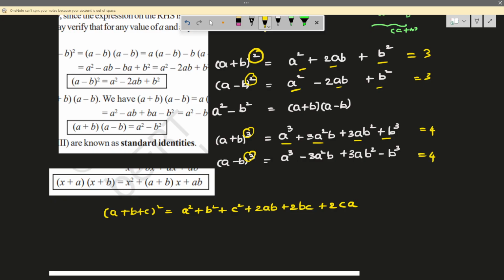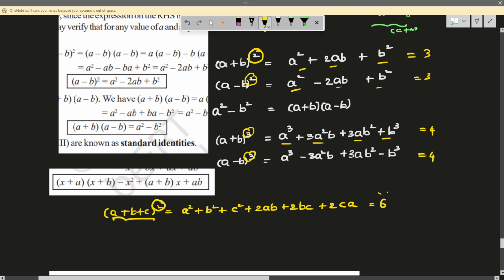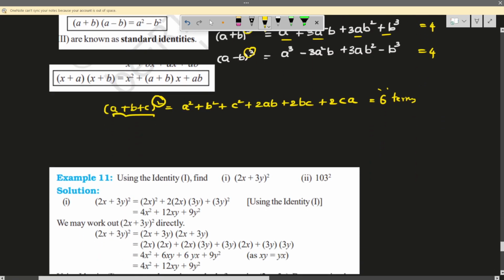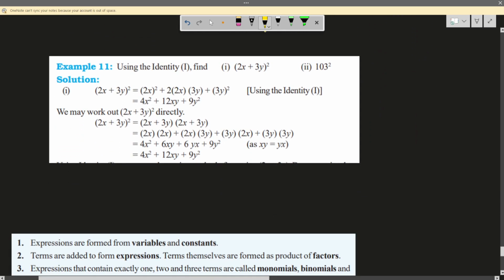Okay, so for a polynomial, here we already have 3 terms, and when we do squaring, the number of terms will become 6. And how to expand polynomials based on this, we will discuss in the next class. So stay tuned, and just revise this class once again by going through all these points.